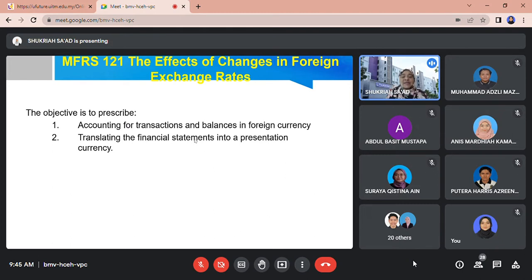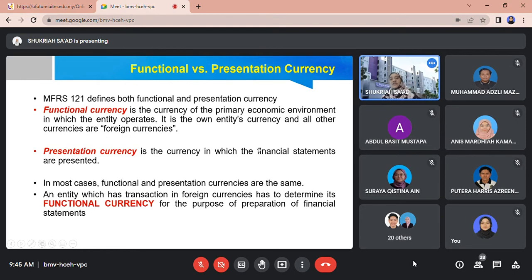Number dua, kita nak buat translation. We're going to translate the financial statement into a presentation currency. So in terms of translation ni, kita ada 2 method. Tadi kita tengok perbandingan antara foreign currency and functional currency. Yang mana dia kata foreign currency is currency other than functional currency. Maknanya tak sama. Now, let's look at pula what be the functional currency versus presentation currency.